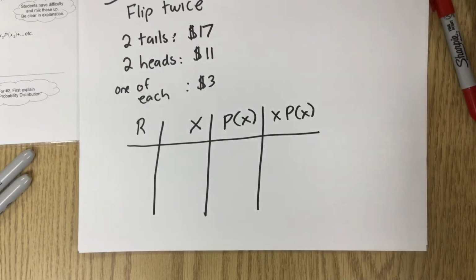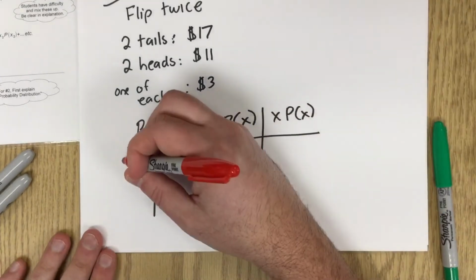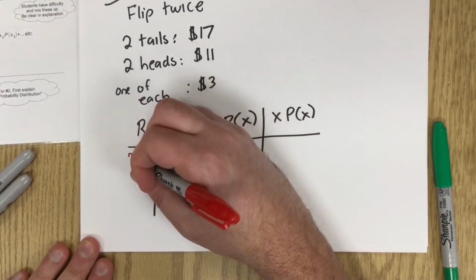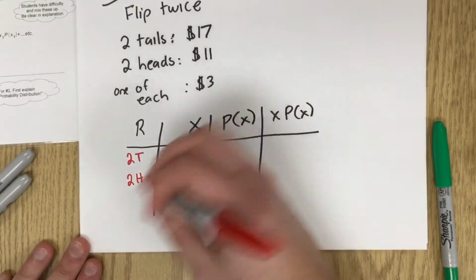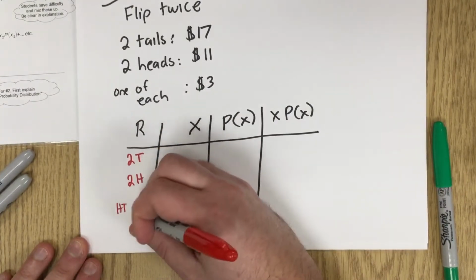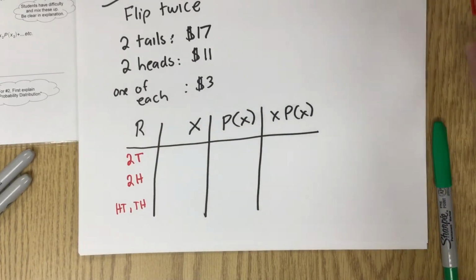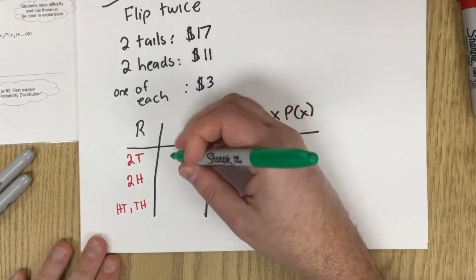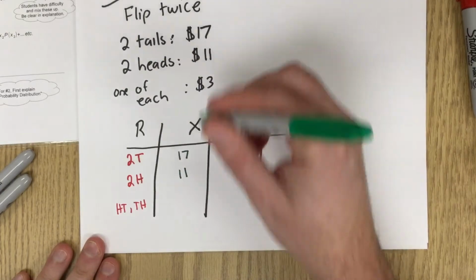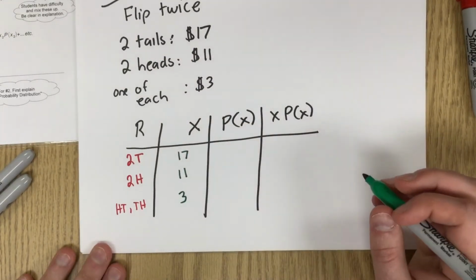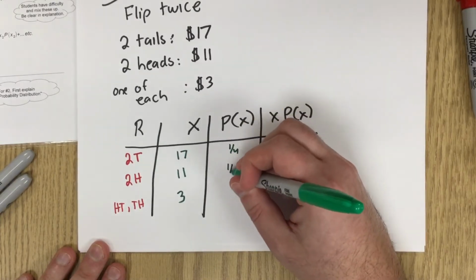So the results are either 2 tails, or 2 heads, or it could be head tail or tail head. And what are the values of these things? For 2 tails, the value is 17. For 2 heads, the value is 11. For 1 of each, the value is 3. The probability is going to be 1 out of 4, 1 out of 4.